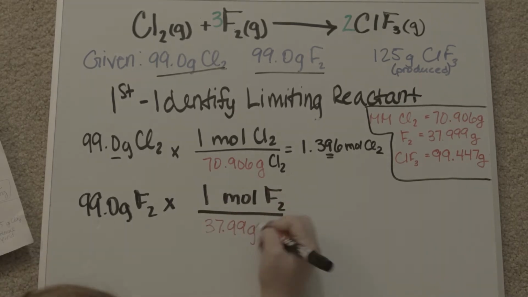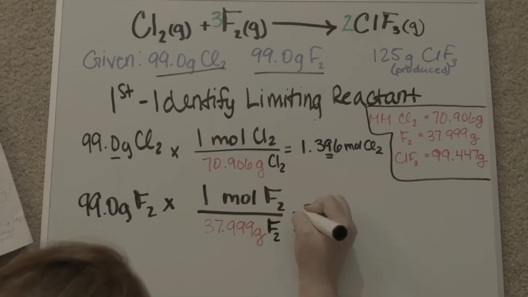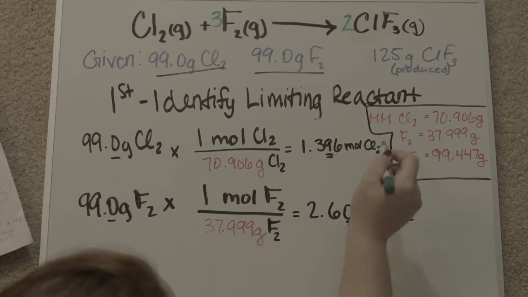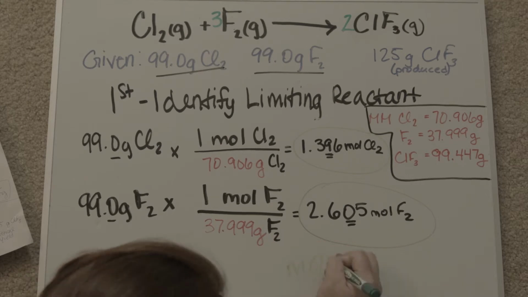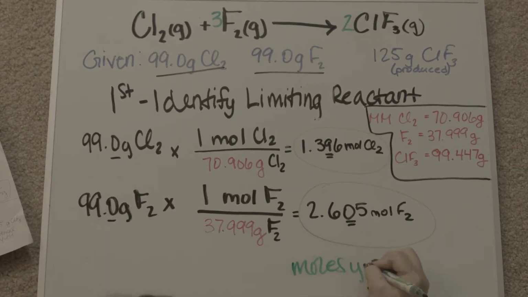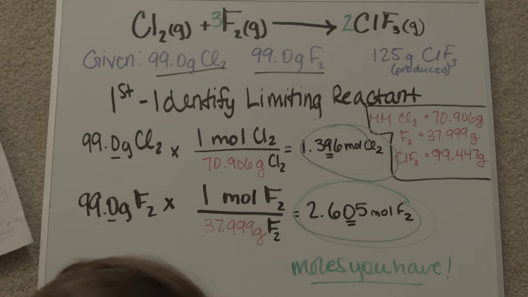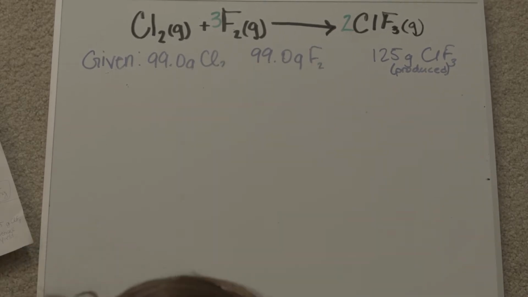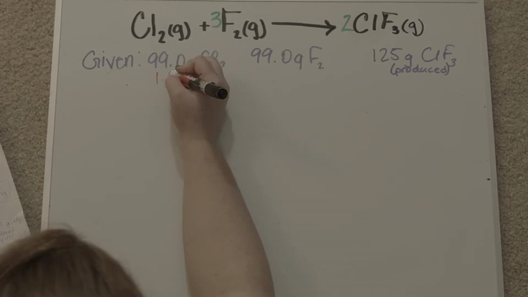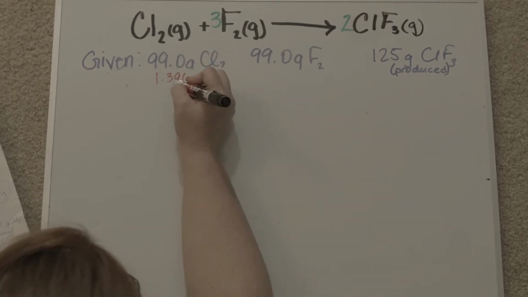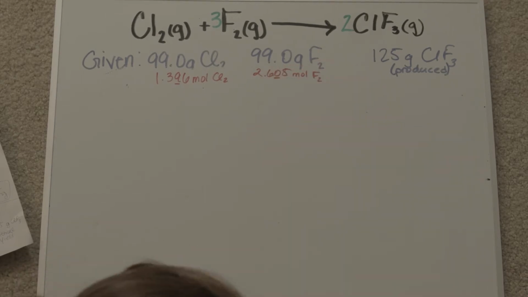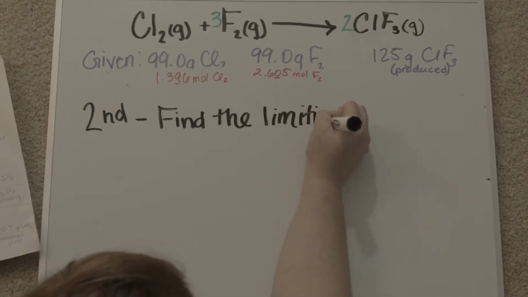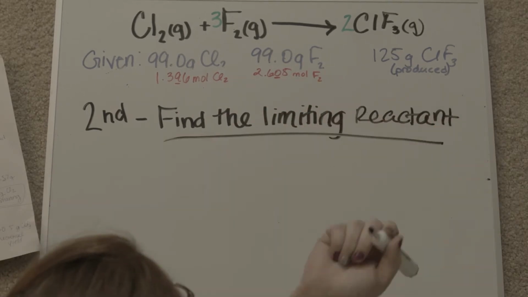We want 3 sig figs, so mark that. 99.0 grams of fluorine times 1 mole of fluorine over 37.99 grams of fluorine equals 2.605 moles of fluorine. So those are the moles that you have. Remember, 3 sig figs, so mark that. So next, first you want to write the moles up here so that you have them for later. Now, second, you want to find the limiting reactant.